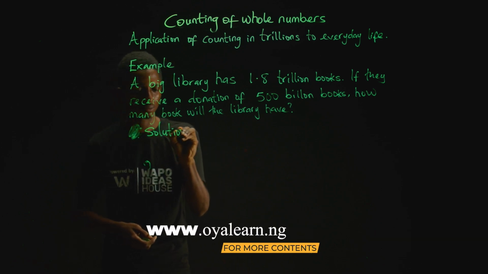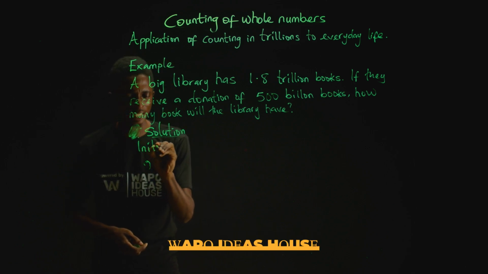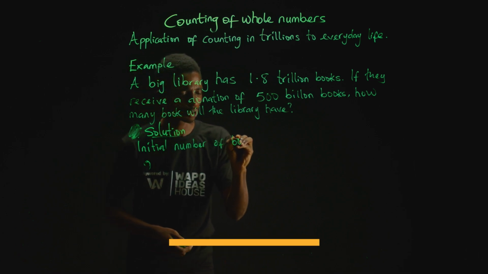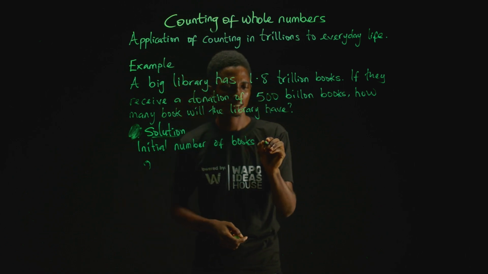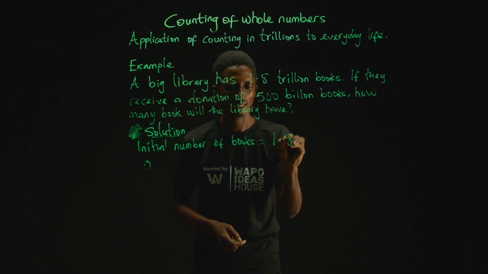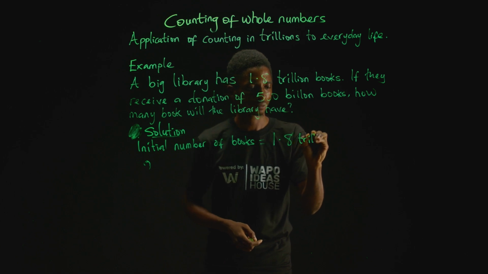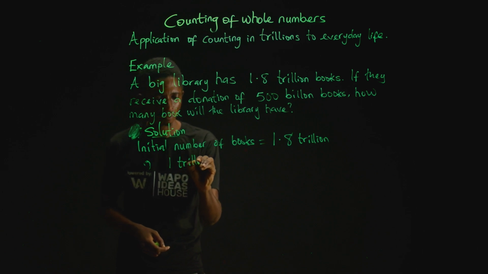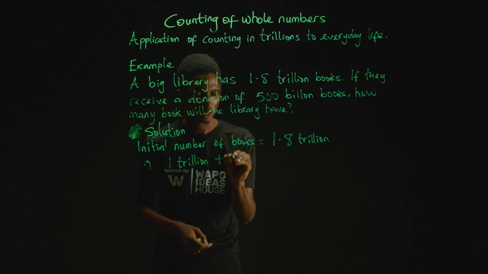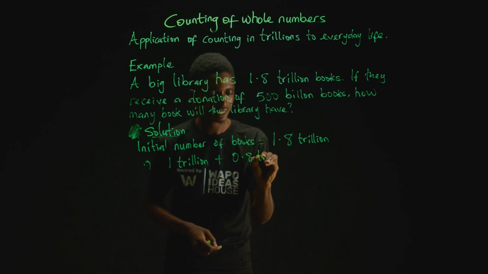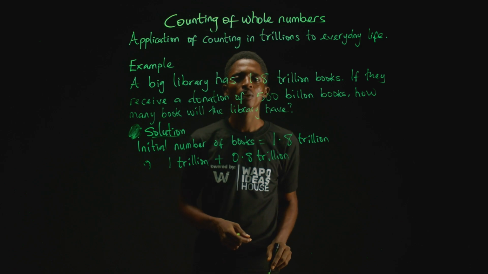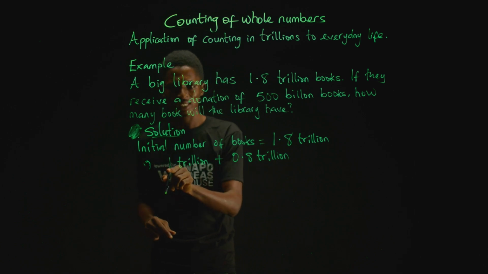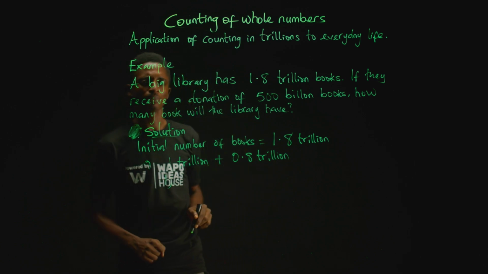solution, initial number of books, that is 1.8 trillion. This gives us 1 trillion plus 0.8 trillion. To write this in the full digit form, you write as first 1 trillion.